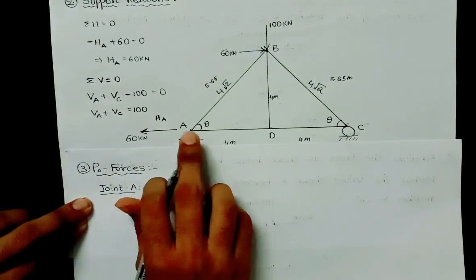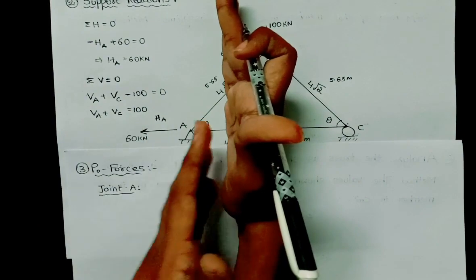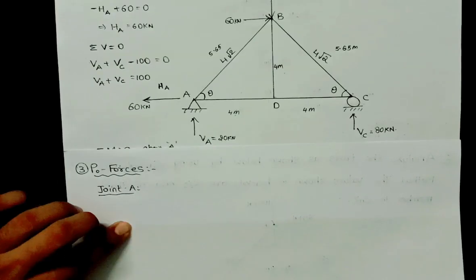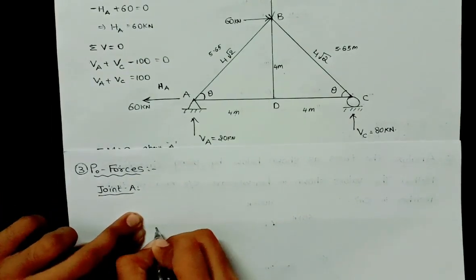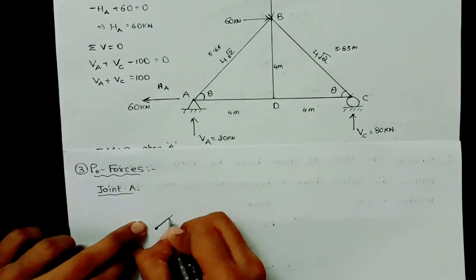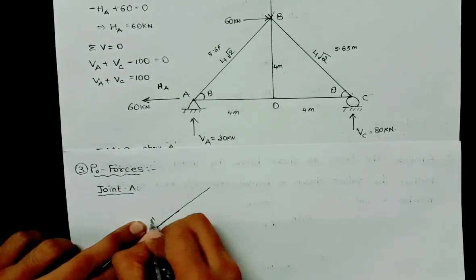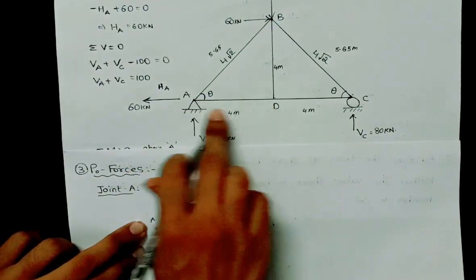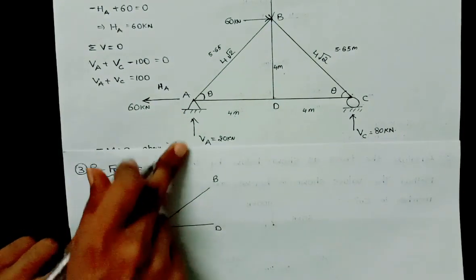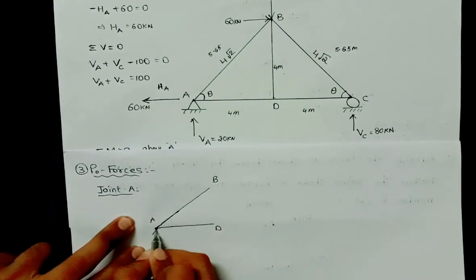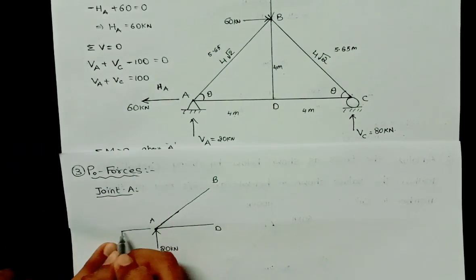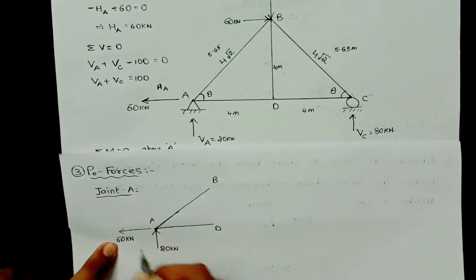So I am drawing the joint A. So I am drawing this portion separately here. So what are the forces we are having at joint A? So this is joint A and this is the member in inclined direction. So this is joint A, this is B, and again there is another member AD, and there is a vertical reaction here, 20 kilonewton in upward direction, and 60 kilonewton towards left. So I have drawn the free body diagram of joint A.